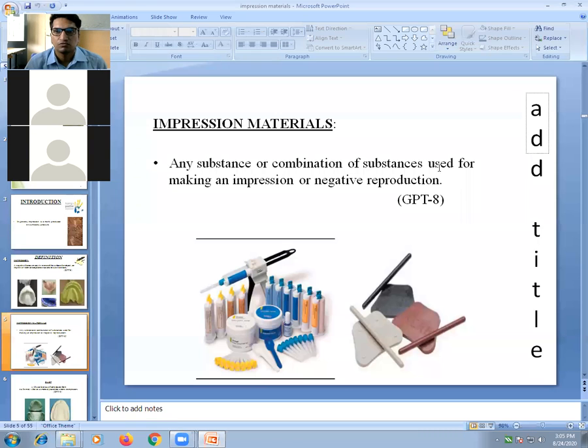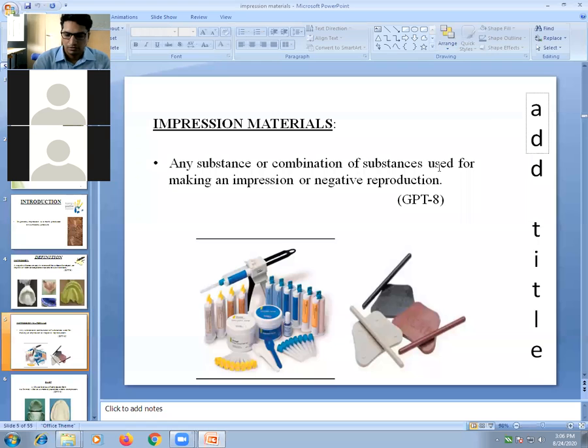Impression materials. What do you mean by impression materials? Any substance or combination of substances used for making an impression or negative impression. Any substance that is used for making an impression is known as an impression material.